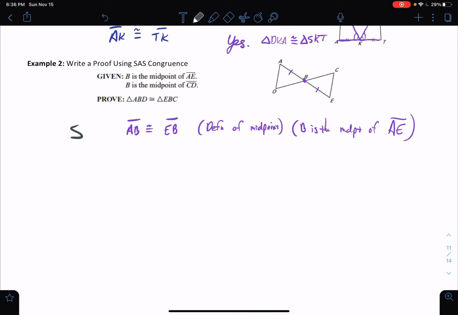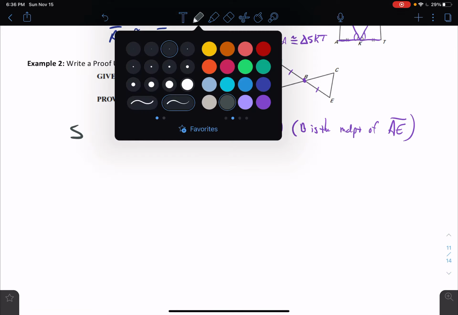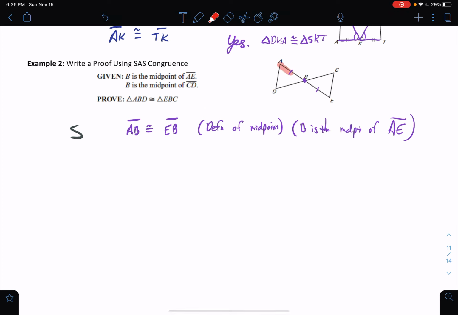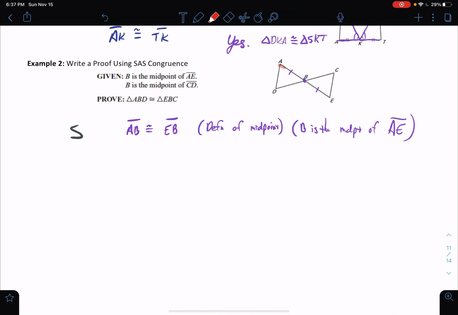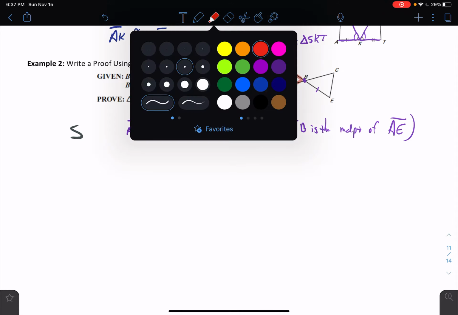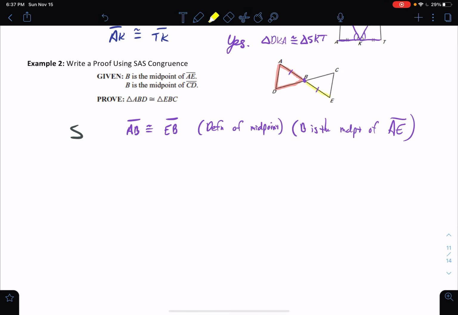I've got a side length that's congruent in these two triangles because I'm trying to prove that triangle ABD is congruent to triangle EBC. All right, so that's what we're trying to prove. So we've got one side length that matches up in those two triangles.